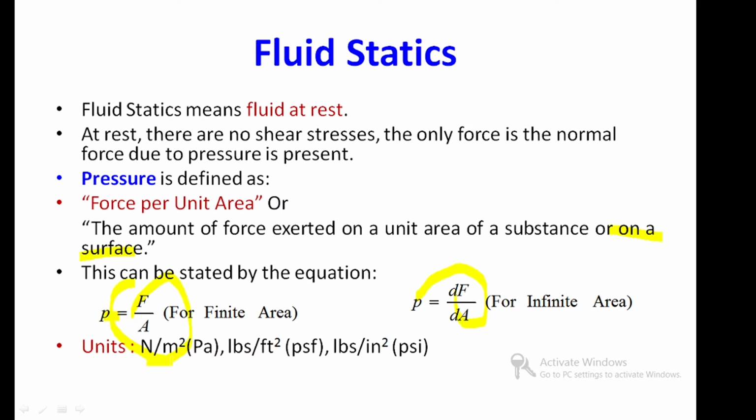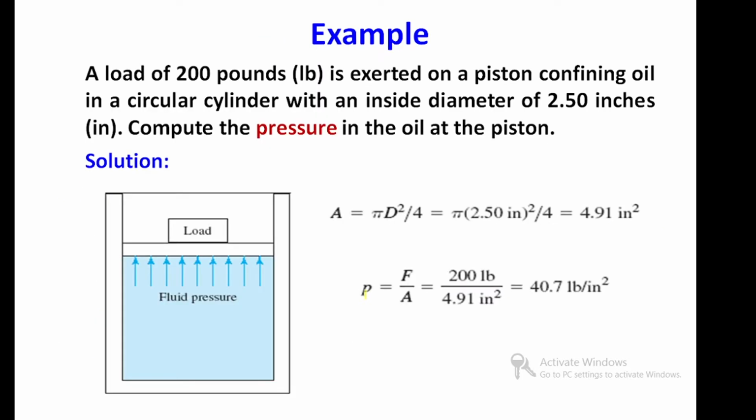The unit for pressure is normally Newton per meter square. This is an SI unit. Other units are also available. See that. This is one example. A load of 200 pounds is exerted on a piston confining oil in a circular cylinder with an inside diameter of 2.50 inch. Compute the pressure in the oil at the piston.